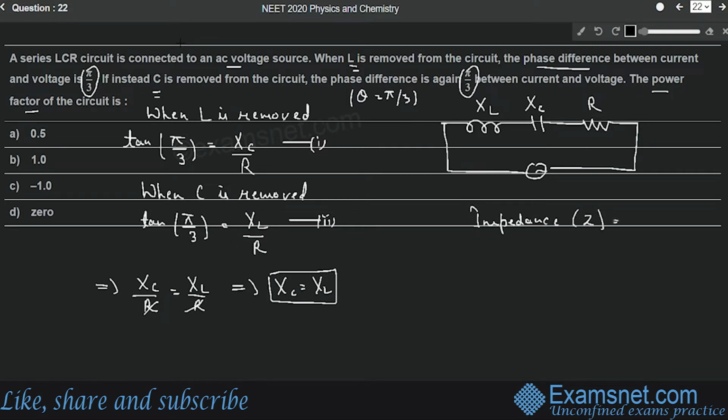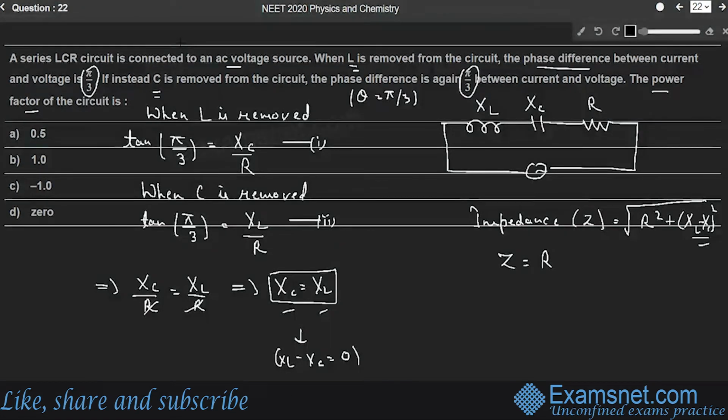And that is equal to under root R square plus (XL minus XC) square. Okay, so here we know that XC is equal to XL. That means XL minus XC will be equal to 0, right? So this part will be 0. That means impedance will be equal to resistance.